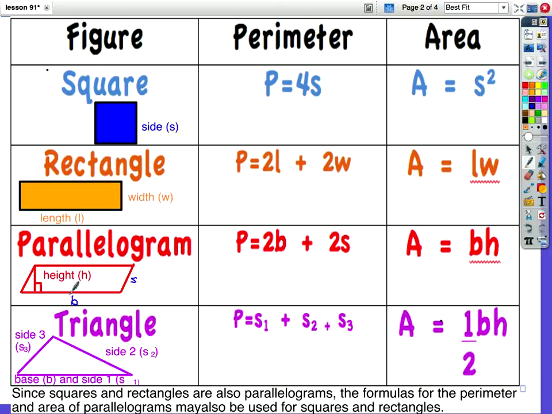And if we look at the bottom here, it says since squares and rectangles are also parallelograms, the formulas for the perimeter and area of the parallelogram can also be used for the square and the rectangle. Okay? Just some helpful information. Now, if you think you might get confused, it might be a good idea to copy this chart down. It is in your book, but if you want a little cheat sheet, go ahead, pause the video, copy it down.